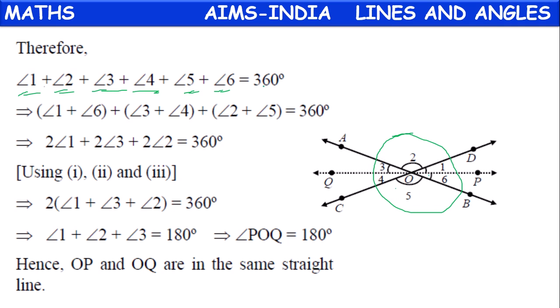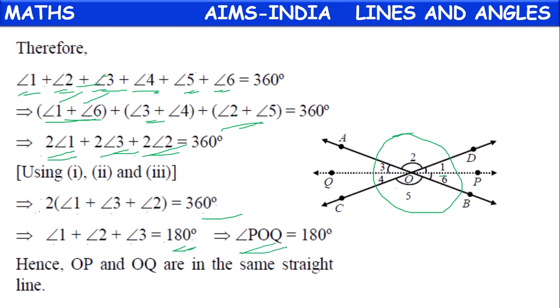So in this, 1 plus 6 we can write together, 3 plus 4 we can write together, 2 plus 5 we can write together. But 1 and 6 are equal. In the place of 6 we can write 1. 1 plus 1, 2 times 1. 3 plus 3, 2 times 3. 2 plus 2, 2 times 2. 2 we can take common. 2 of angle 1 plus angle 3 plus angle 2 equals 360. So angle 1 plus angle 2 plus angle 3 equals 360 by 2, 180 degrees.